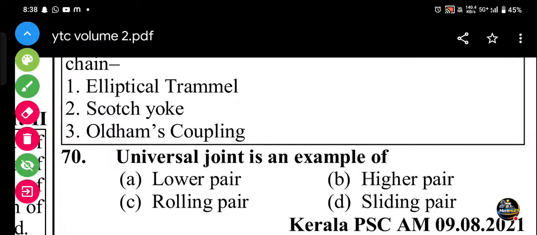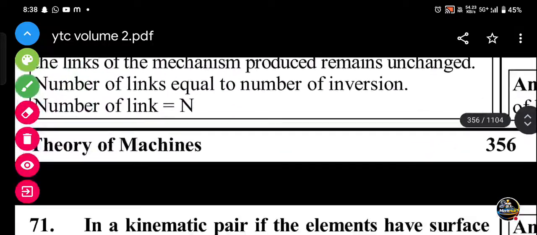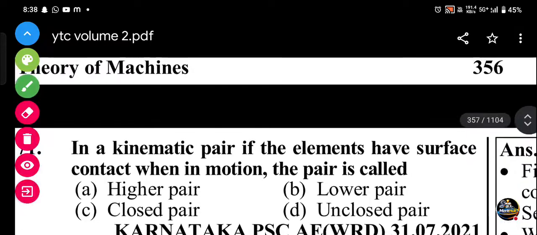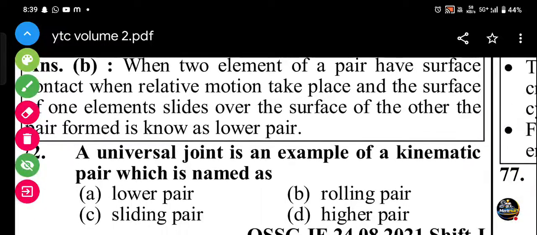Guys, next question. A universal joint is an example of the lower pair, higher pair, rolling pair, or sliding pair. The universal joint, or Hooke's joint, is an example of the lower pair because there is surface contact. In a kinematic pair, if the elements have surface contact during motion, it is a lower pair. A universal joint is an example of the kinematic pair named the lower pair. I discussed this question before.